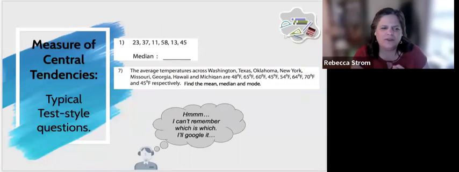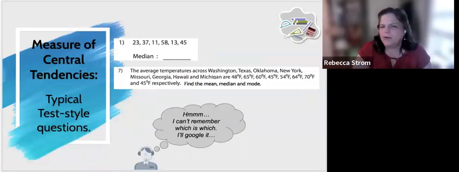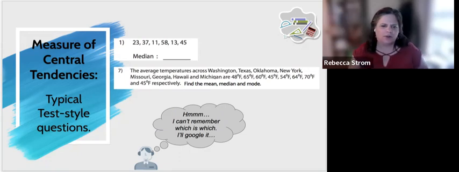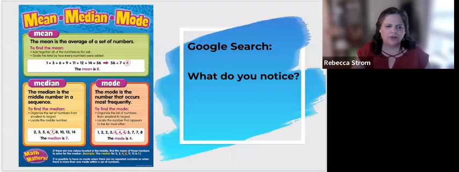So measures of central tendencies, I'm just going to jump right in and show this is a typical test style question. Here's a bunch of numbers, find the mean. Here's a story problem, find mean, median, and mode. And oftentimes I forget which is which, so I'm going to Google it so I can help sort things out. And a common Google search is, I Googled it and this is what I found.